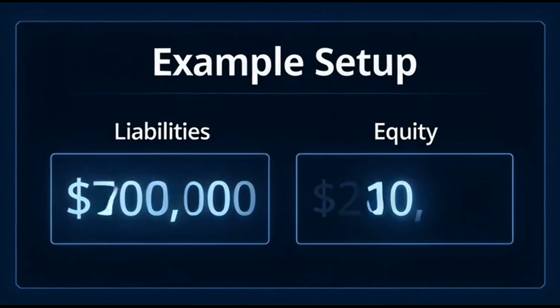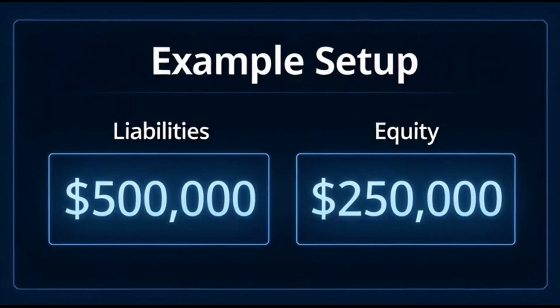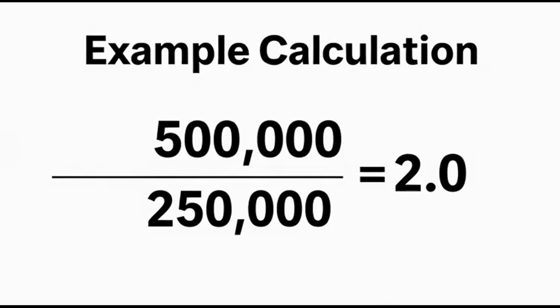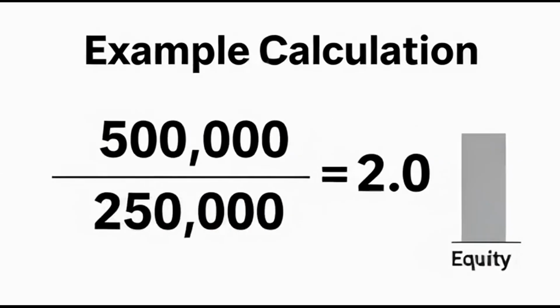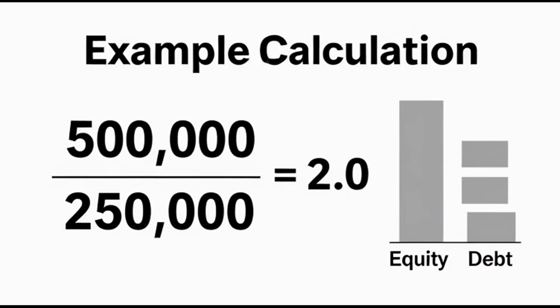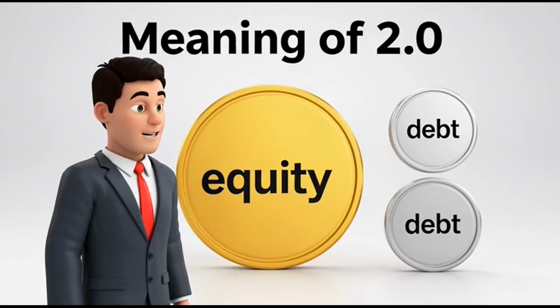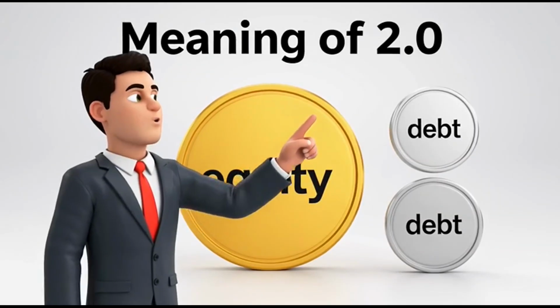Suppose a company has $500,000 in liabilities and $250,000 in equity. The debt-to-equity ratio is 2.0. That means the company is using $2 of debt for every $1 of equity.